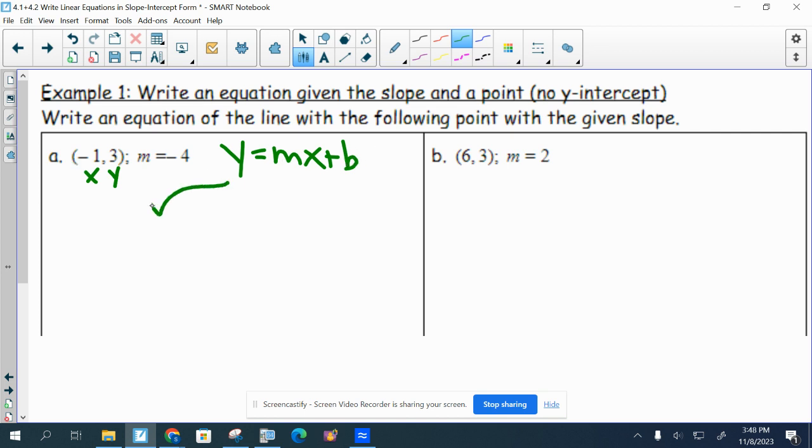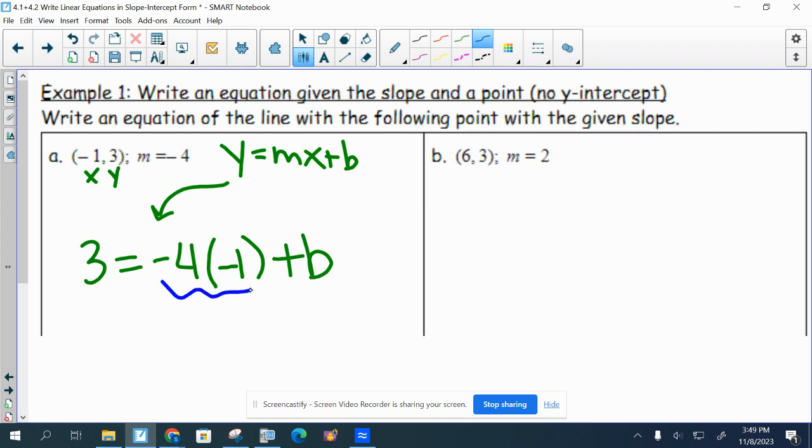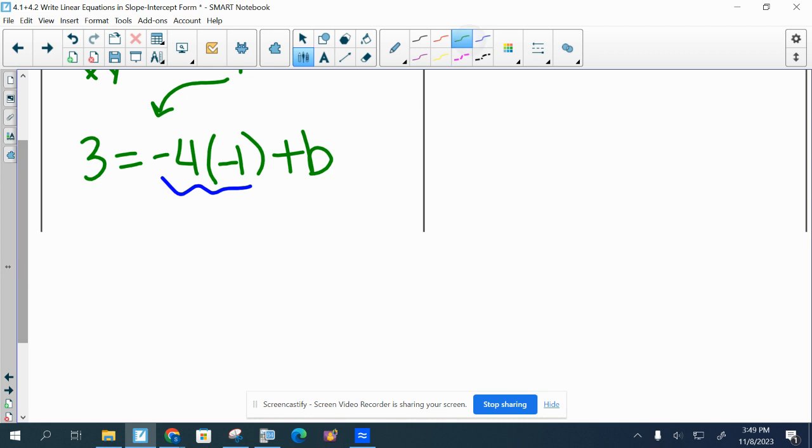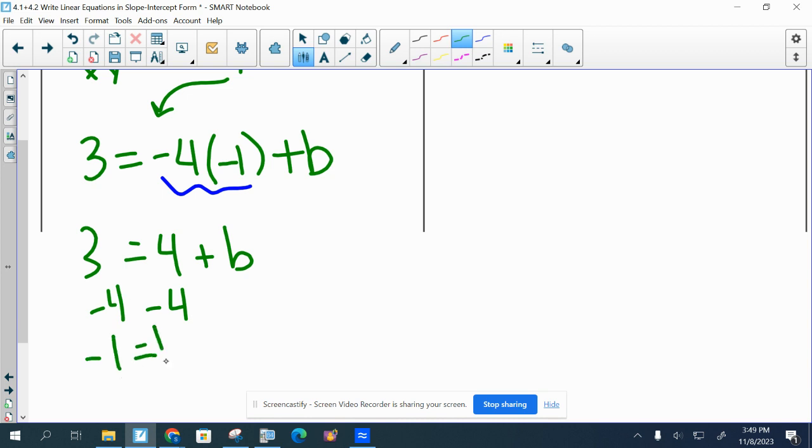So we're going to rewrite this equation, but substituting in our values that we know. So y is 3, so we'll say 3 equals m, which is negative 4, times x, which is negative 1, plus b. So then we're going to simplify. Multiply your m and x together. That would be positive 4. And then we'll subtract the 4 over to get negative 1. So once you get the y-intercept, then you would put it into an equation. So y equals negative 4x minus 1.